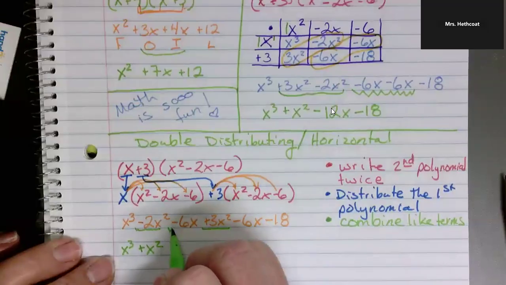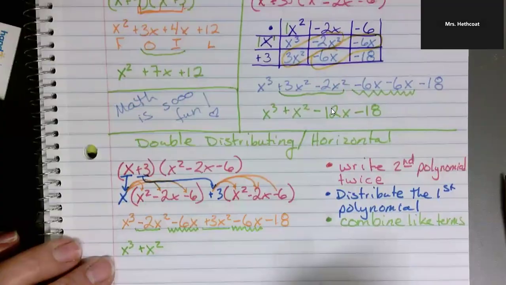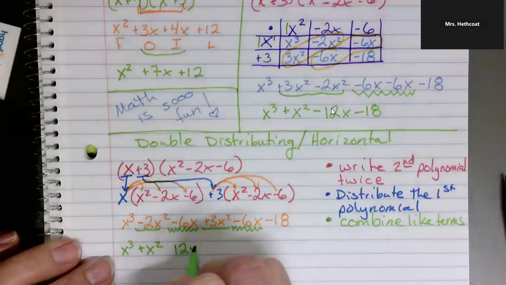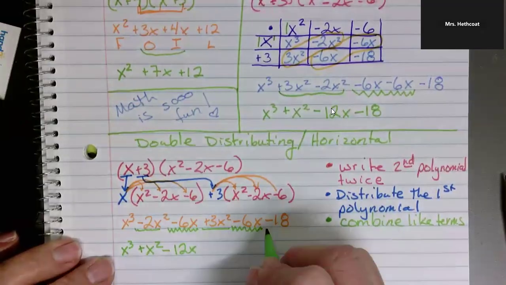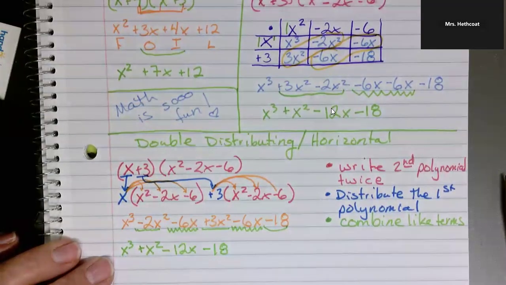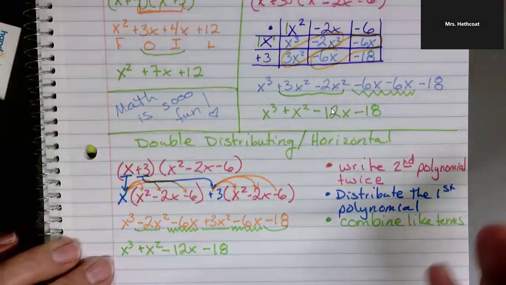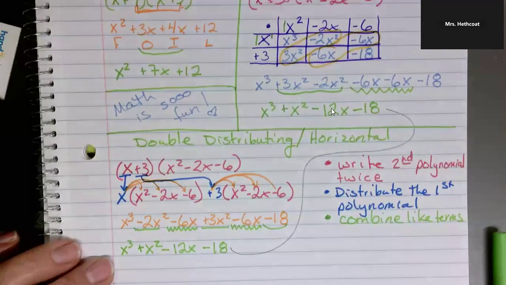Next, I'm looking at the minus 6x, minus 6x. Those are like terms. To combine them, they're both the same sign, so I'm going to add. 6x plus 6x is 12x, and I'm going to keep that negative sign. Then lastly, I have a negative 18, but nothing to combine it with. And that's where it ends. Check it out. It doesn't matter how you do it. You get the same answer.